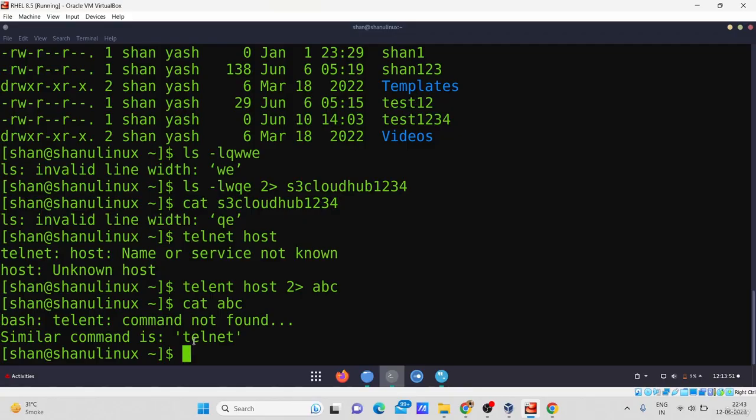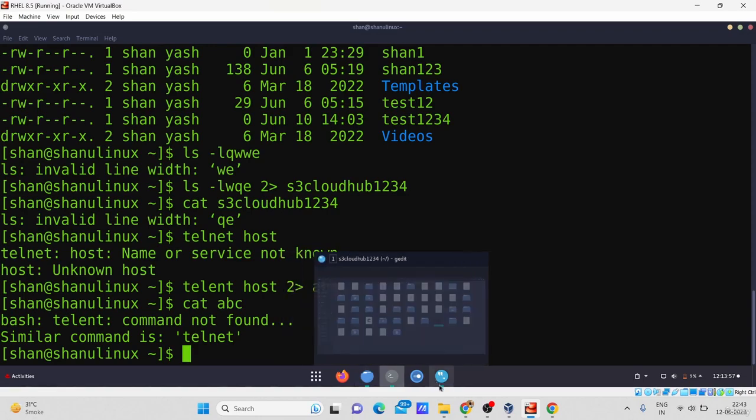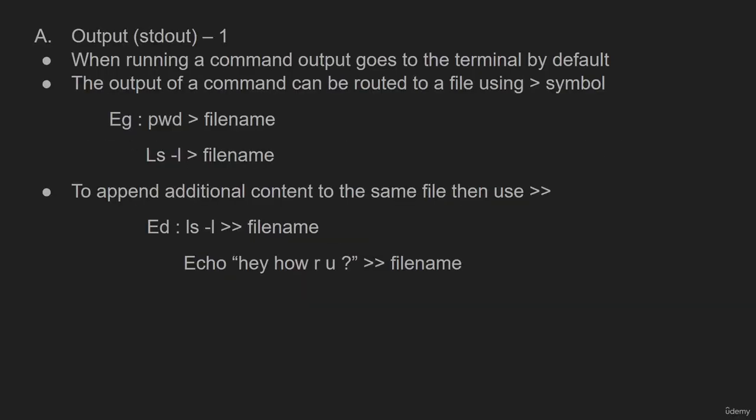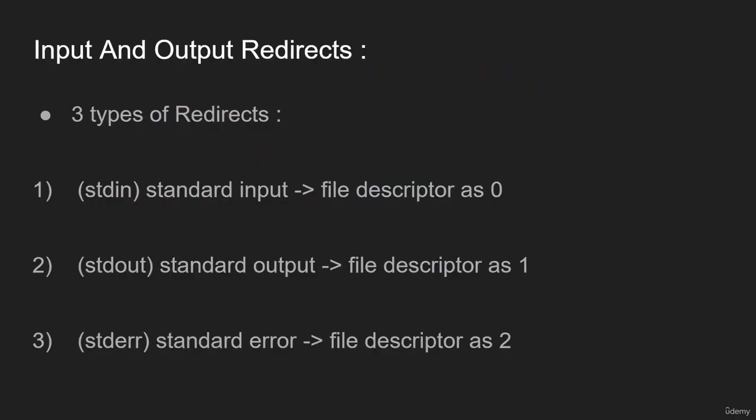So we have learned the three input output streams. The first one was the standard input, the second one was the standard output, and the third one was the standard error. So it is very important to learn. So I hope you understand this.